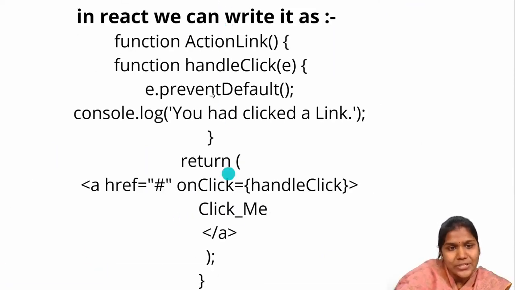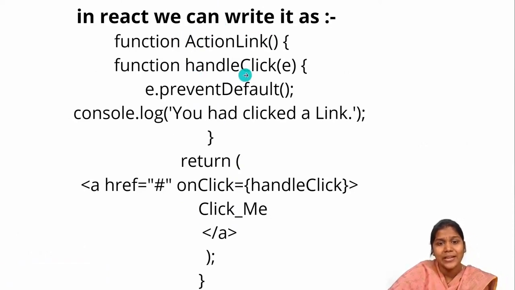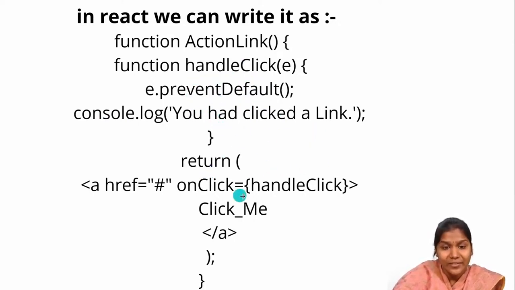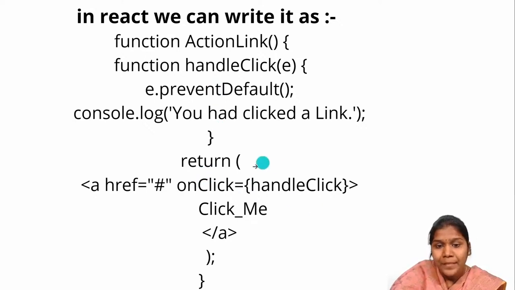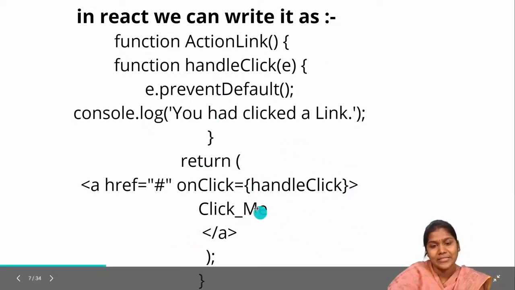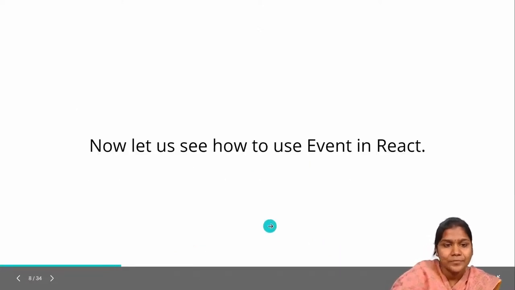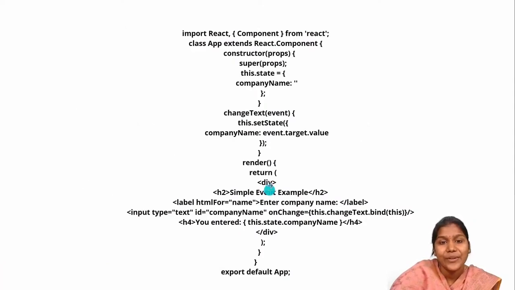So here is one such application: function action link, handle click, prevent default. Okay, so now we have given the content here. The same content, you can see we are returning now, on click, handle click. Instead of a string we have taken curly braces. Click me. Okay, fine. So now let us see how to use events in React.